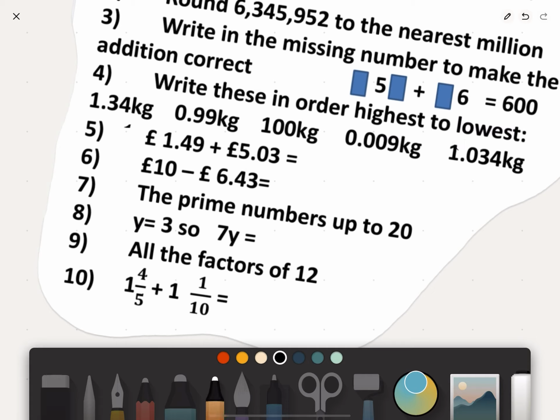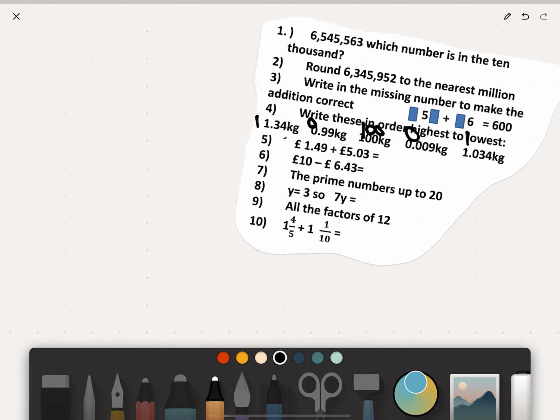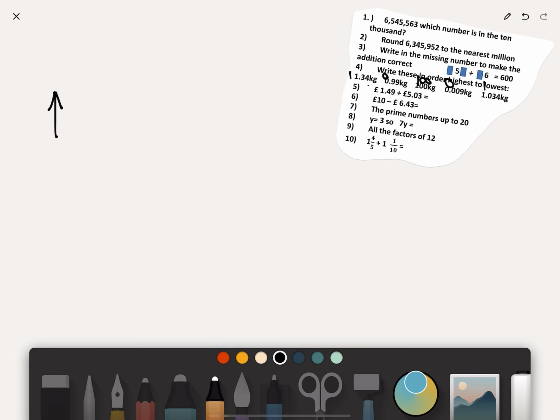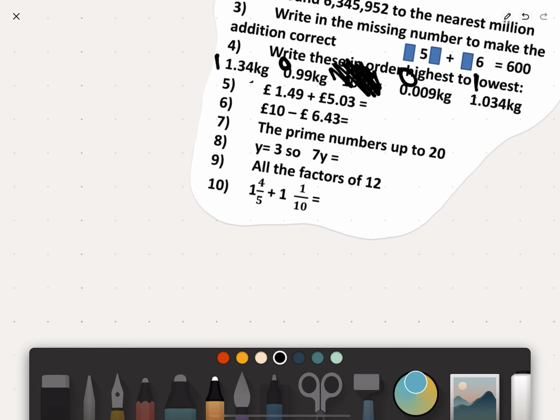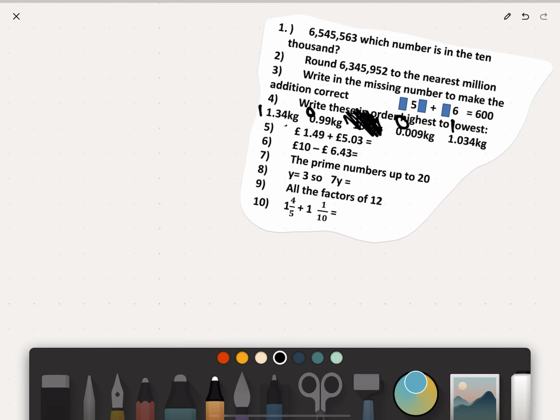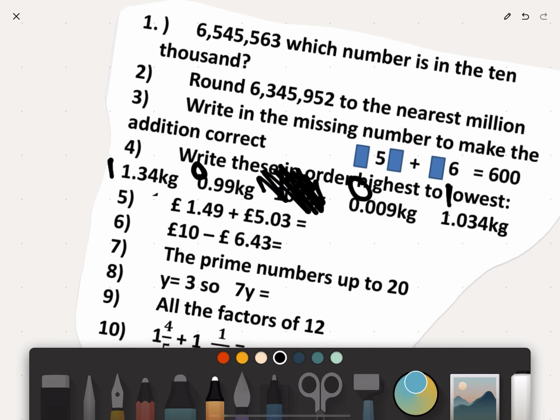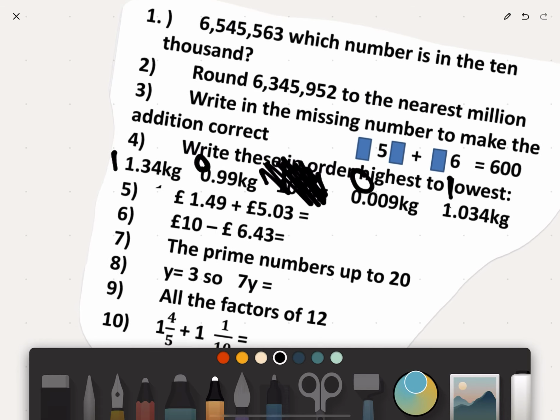That's absolutely fine. This has 1 kilogram. This has no kilograms. This has 100 kilograms. This has no kilograms, and this has 1 kilogram. So the first one is very straightforward because it's highest to lowest. So the first one is obviously 100 kilograms. That's definitely the biggest, so let's get rid of that. And then I've got a choice. I've got 2 answers with 1 kilogram. I've got 1.34 or 1.034.